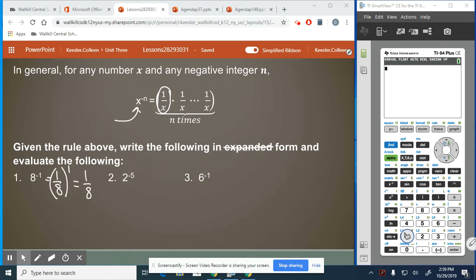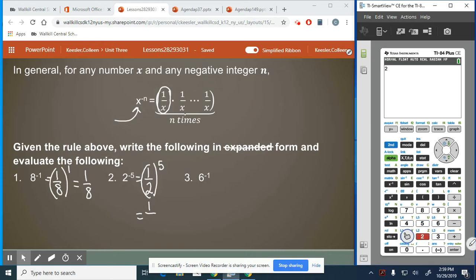Next, we have 2 to the negative fifth. So again, to get rid of the negative, we take the reciprocal of 2, which is 1/2, gets rid of the negatives, so that makes it 1/2 to the fifth. And then 1 to the fifth is just 1. And 2 to the fifth, we can use our calculator if we're not sure.